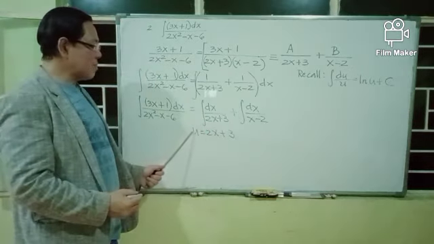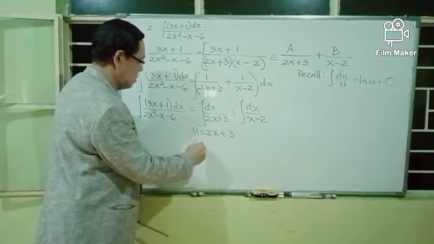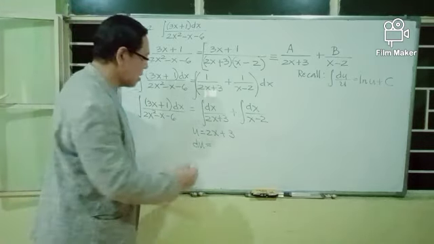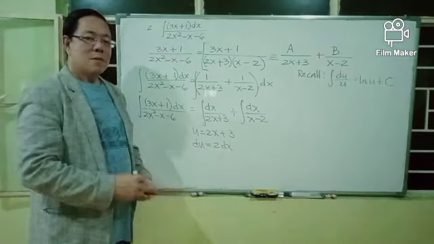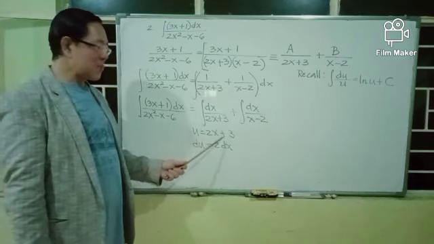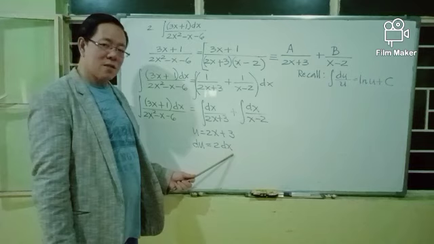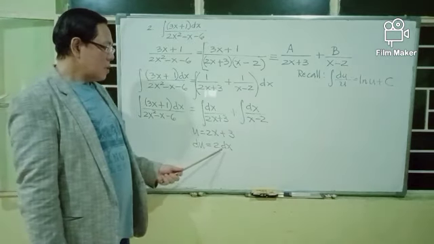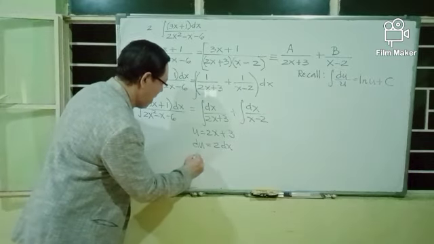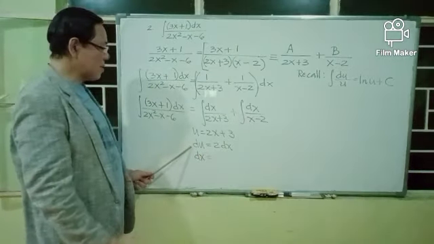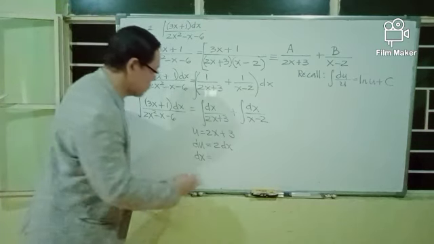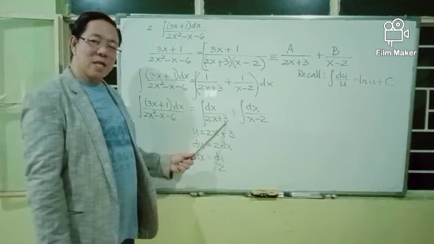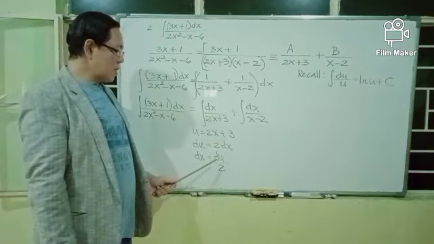And differentiating both sides, derivative of u is du. And derivative of 2x plus 3 is 2 multiplied by dx. The derivative of 3 is constant. Hence, the derivative of 2x plus 3 is equal to the derivative of 2x, 2 times dx. And we need to solve for dx from this equation, dividing both sides by 2. 2 dx divided by 2 is dx. And we also divide the other side, du by 2. For the first term, we replace 2x plus 3 with u and we replace dx with du over 2.